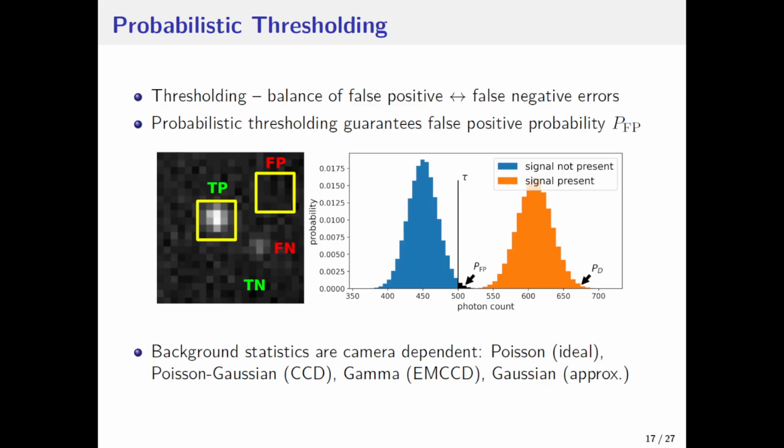Now, let me comment on the thresholding type we proposed. We call it probabilistic thresholding. Thresholding in general wants to balance between two types of error that can happen in detection. One error type is when we mark a noisy background as a molecule, and this is a false positive detection. The other type of error is a false negative, when we do not mark a molecule that is very well visible as a detection, and this is an example of a false negative.